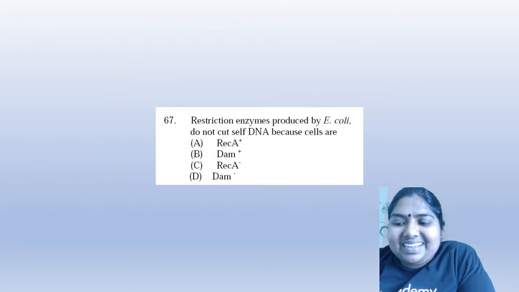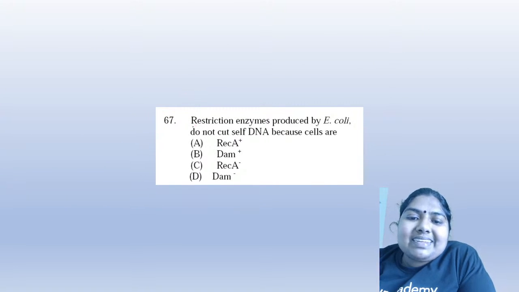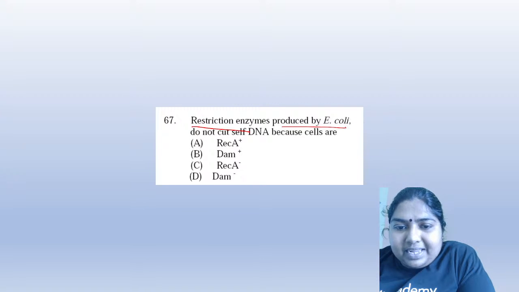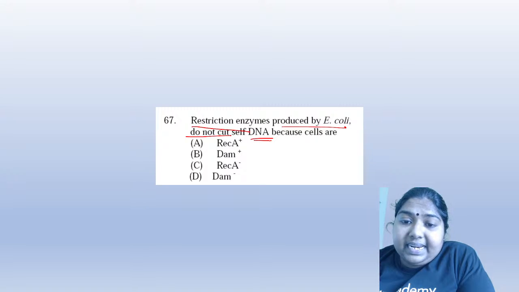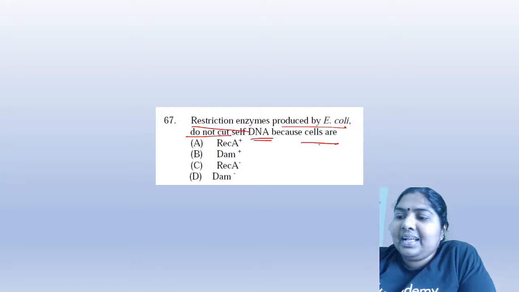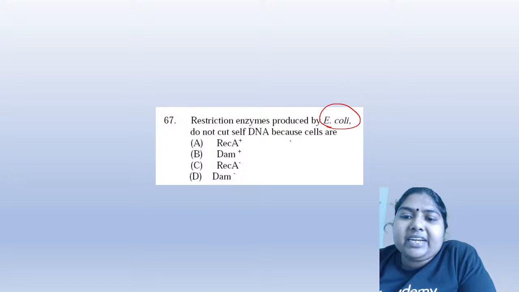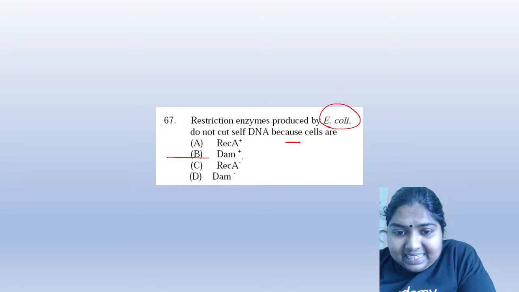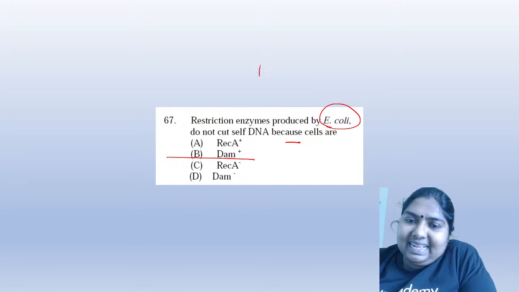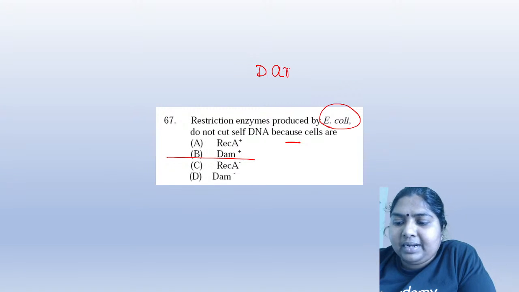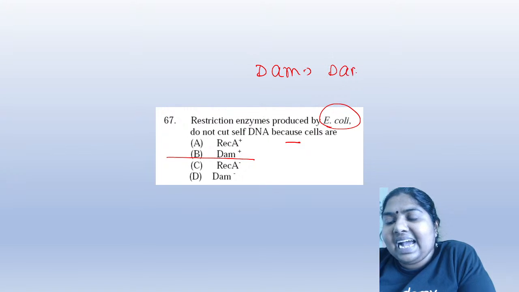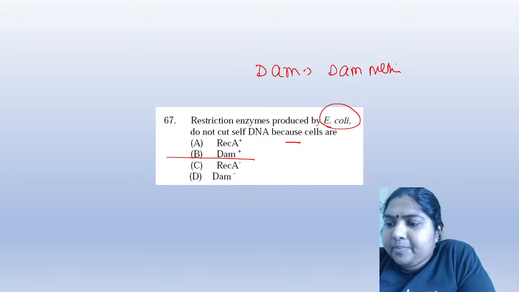Alright, so this is clear? The restriction enzymes that are produced by E. coli do not cut the self DNA. Why? Immunity to the self. It is none other than your DAM methylase. So DAM is nothing but your DAM methylase. Okay, so it is clear now?